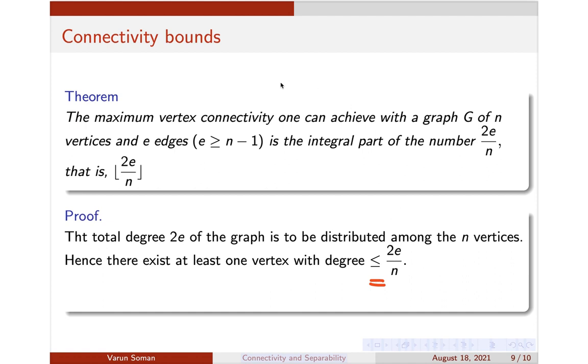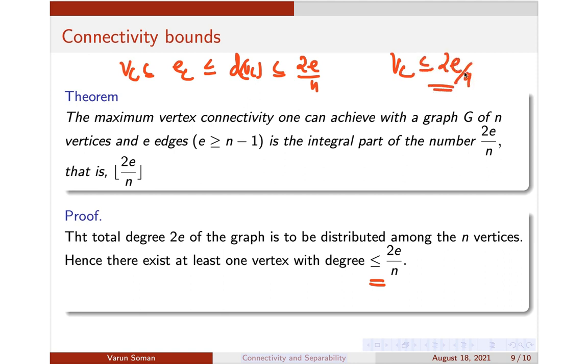Now you know that. Since there is at least one vertex with degree less than or equal to 2e by n, you can say that the minimal degree is always less than or equal to 2e by n, because there is already one vertex with degree less than or equal to 2e by n. And since edge connectivity is always less than or equal to the minimal degree, and edge connectivity is always greater than or equal to vertex connectivity, we can say that the vertex connectivity will always be less than or equal to this 2e by n. That is one theorem, one half of this statement.